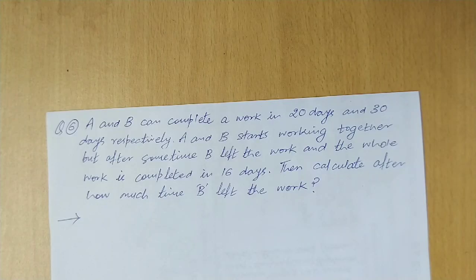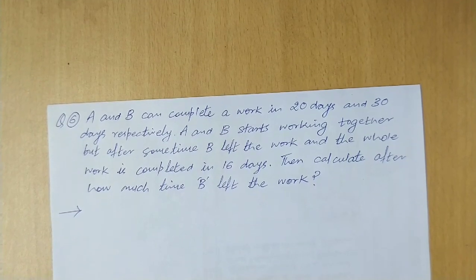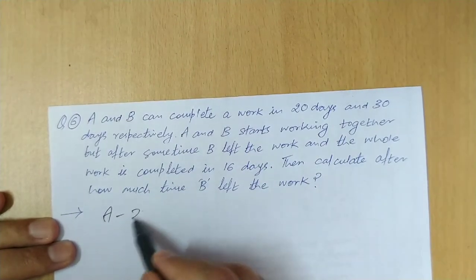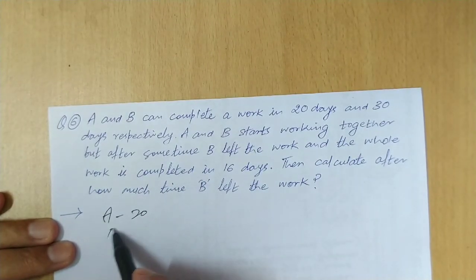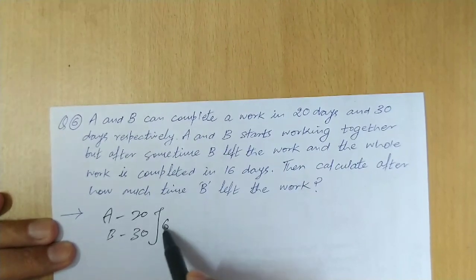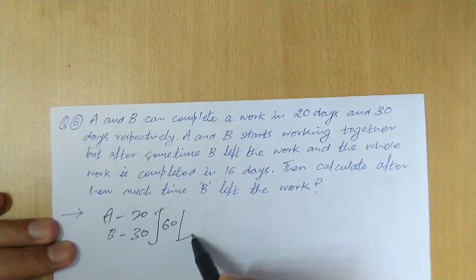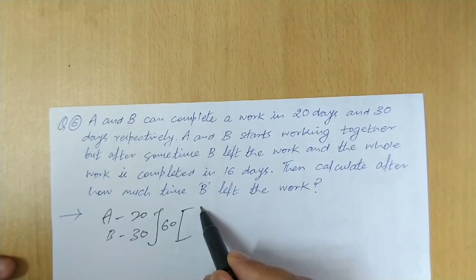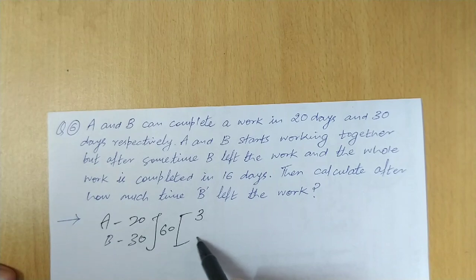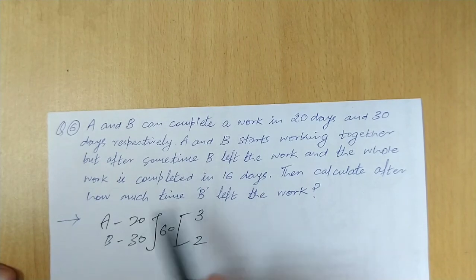Alright, moving on to the next question. It's similar to question number 5. A and B can complete a work in 20 days and 30 days respectively. We will take the LCM. 60 is our total work. 60 divided by 20, we get 3. 60 divided by 30, we get 2. 3 is the efficiency of A and 2 is the efficiency of B.